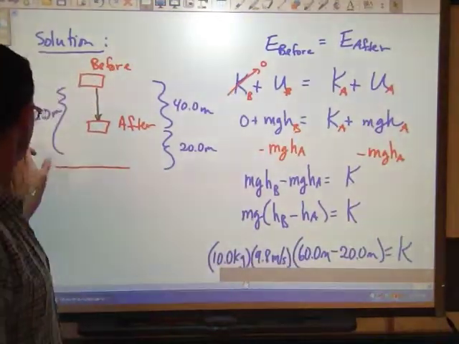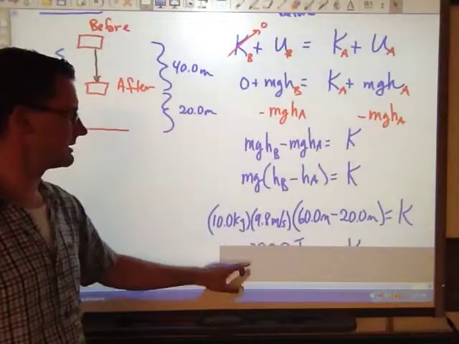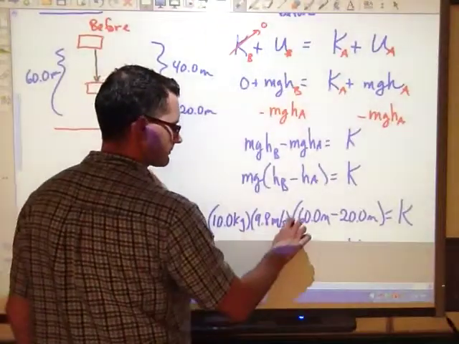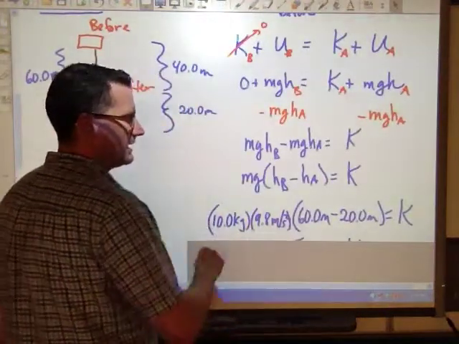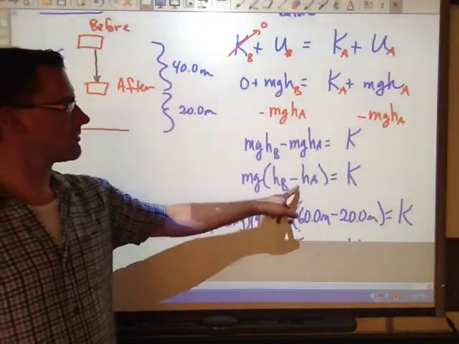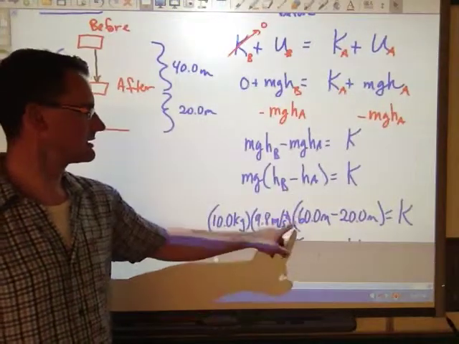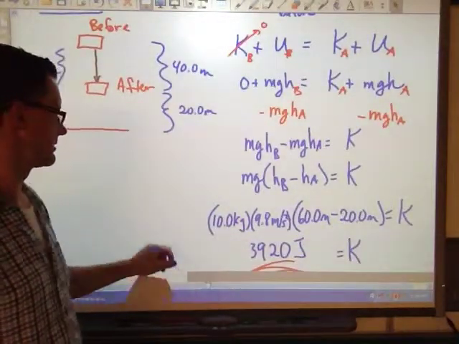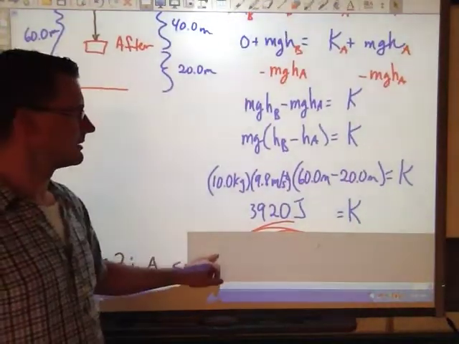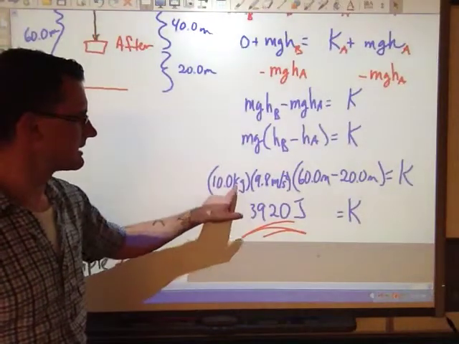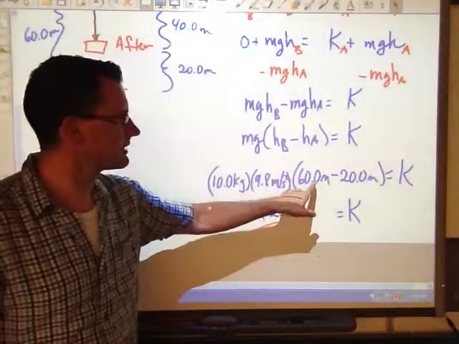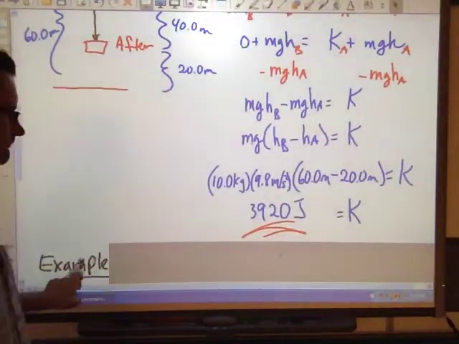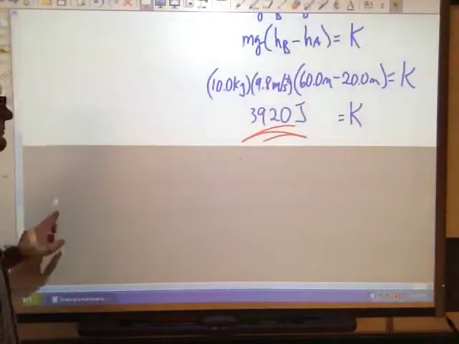So, working that now, I was told it was a 10 kilogram mass. G is the acceleration due to gravity, 9.8 meters per second squared. And the height before minus the height after: 60.0 meters minus 20.0 meters. And I get 3,920, technically kilogram meters squared per second squared, but of course that's joules. Okay?